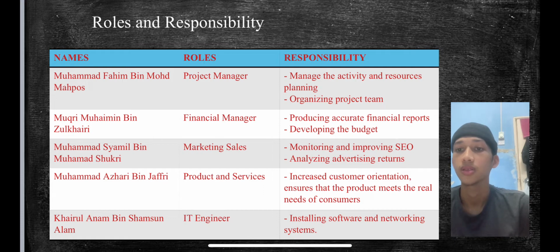For the next is Muhammad Azhari bin Jafri as product and service. His responsibility is to increase customer orientation and ensure that the product meets the real needs of consumers. The last one, Khairul Anam bin Shamsul Alam, is IT engineer, in charge of installing software and the networking system.